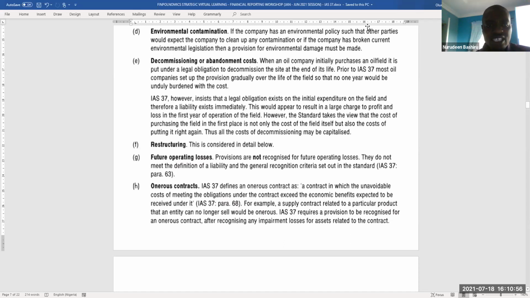IAS 37, however, insists that a legal obligation exists on the initial expenditure on the field and therefore a liability exists immediately. This will appear to result in a large charge to profit or loss in the first year of operation of the field. However, the standard takes the view that the cost of purchasing the field in the first place is not only the cost of the field itself, but also the cost of putting it right again. Thus, all the cost of the decommissioning may be capitalized. Restructuring. This is considered in detail below.